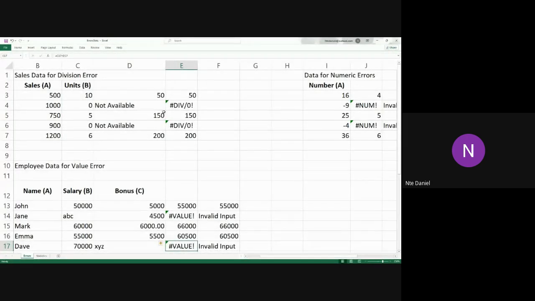You can see here 50. We wrote the function here: sales divided by units. We wanted to find out the unit price. That was the function we wrote here. We got 50 here as our unit price. Here we got a division error. Why did we get this error, class?